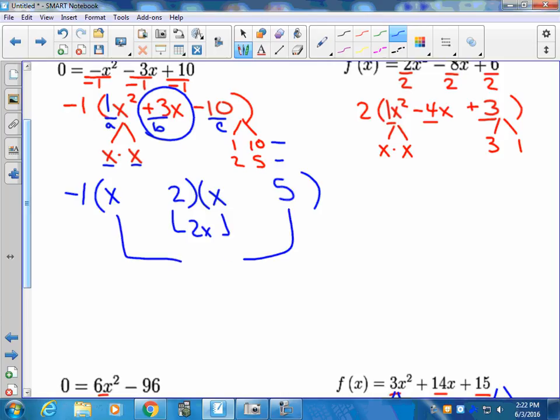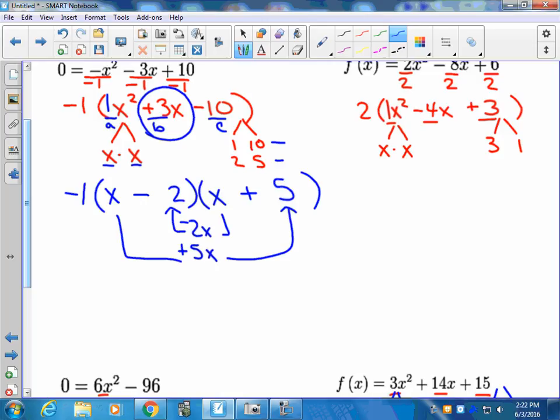My outside loop, so if you're thinking about FOIL, first, outside, inside, last, we already know our first and our last are taken care of, so all we have to look for here is to make sure our inside-outside loop works. Now, how can I build a plus 3 out of a 2 and a 5? I need a plus 5 and a minus 2. And now that tells me the signs that I'm going to use to place on my values.